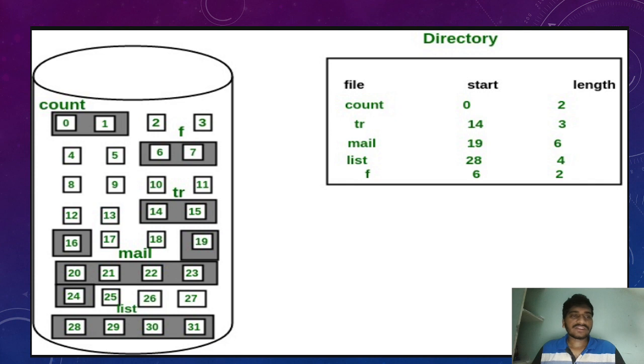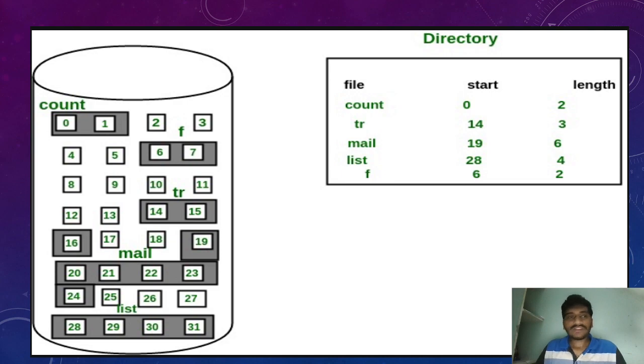And the next one, for example, if you take a file named f, it starts at the sixth block, and from the 6th to the 7th, that means 2 blocks, it will be occupying the place in the disk. And if you take mail, it starts from the 19th block and continuously occupies 5 blocks. For identifying a file in the directory, it mainly consists of three attributes. The first one is the file name, the second one is the starting block of the file, and the third one is the length, that is, how many blocks the file occupies in the disk structure.